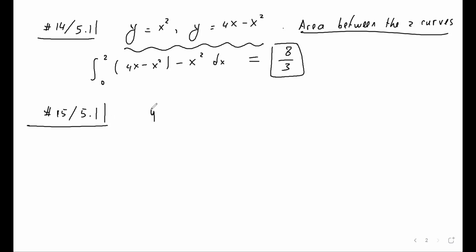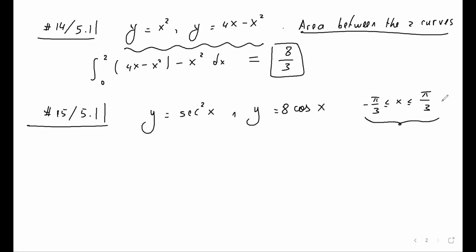So y equals secant squared x. Now this is not going to be a nice graph. This is going to be a mess. You will see. And the other one is y equals 8 cosine x. And they tell us here, negative pi over 3 less than or equal to x less than or equal to pi over 3. Now, for this particular problem, if they didn't give us this, then we would not know what to do.